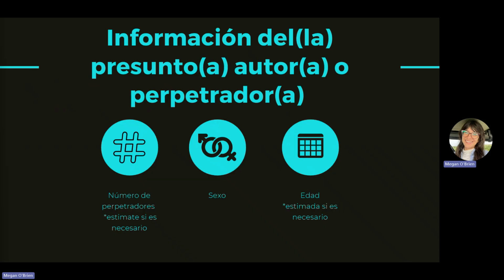So information on the alleged perpetrator includes the number of perpetrators. You can estimate this if necessary. If the exact number is unknown, but the survivor knows that there were more than 3, you would select more than 3, not unknown. Here's where you would record the sex of the primary perpetrator or perpetrators and the age group, which you can estimate if necessary.